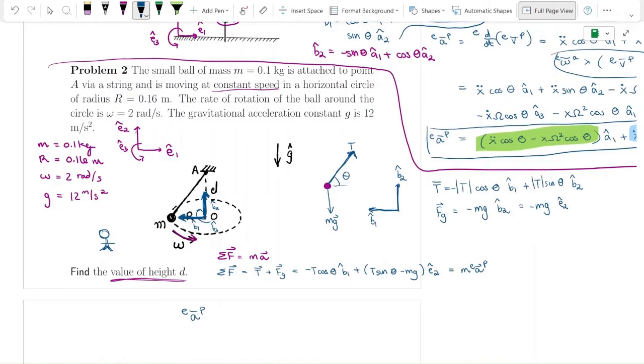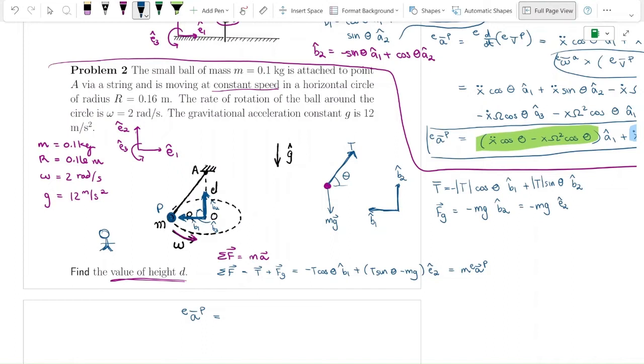Oh, I'm so sorry. I think I was just referring to it as P. I'm referring to P as this point, the mass of the ball. Or not the mass of the ball. The ball is point P. So sorry about that confusion. So anyways, we find the acceleration of point P with respect to the E-frame.